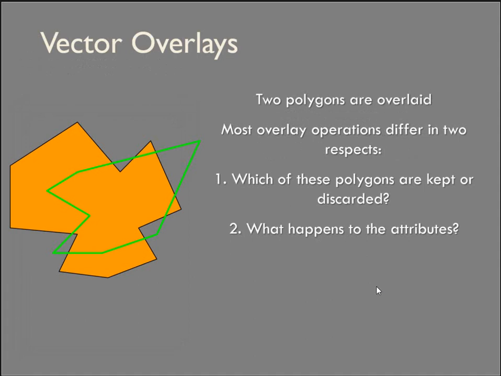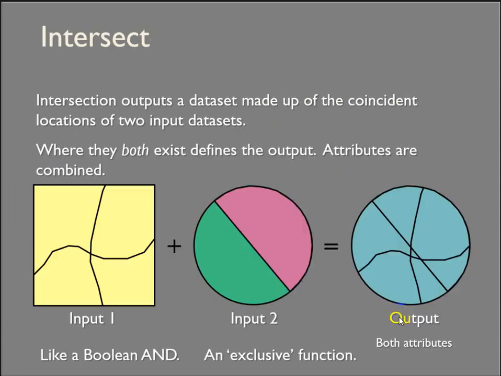Vector overlays, it's just very easy to picture. Two polygons overlaid, and then the differing operations that you can apply to that overlap. Which parts of the polygons are going to be kept, which parts are going to be discarded, and what happens to the attributes that are associated with each one of these layers.